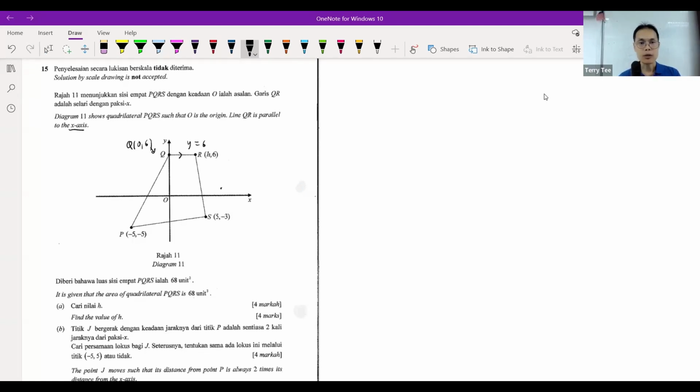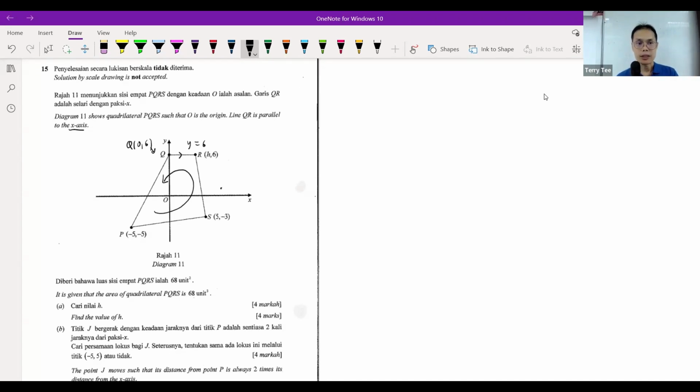Now, it is given that the area of quadrilateral PQRS is 68. Find the value of h. Here we can use the formula for the area of a polygon, in this case, a quadrilateral. We have to go either anti-clockwise or clockwise. For me, I can see from the diagram, so I'll use anti-clockwise so that the value is always positive. Don't need to put plus minus. If the diagram is not given, we do not know whether the position of the coordinates is clockwise or anti-clockwise, so we will have to take into consideration both plus and minus, right?